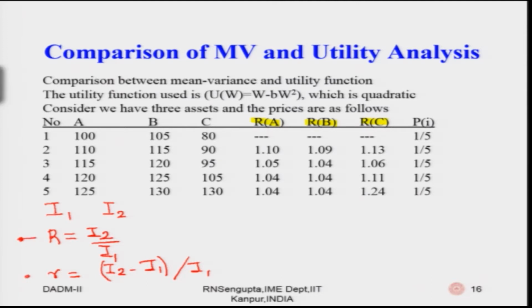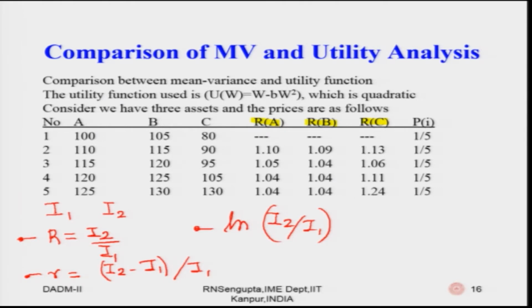Another one, in the case when you are considering financial returns, is the log return, ln of I2 by I1. So, we will consider anything and then proceed. We are considering for the time being capital R. So, the capital R values are given for A, B, C.